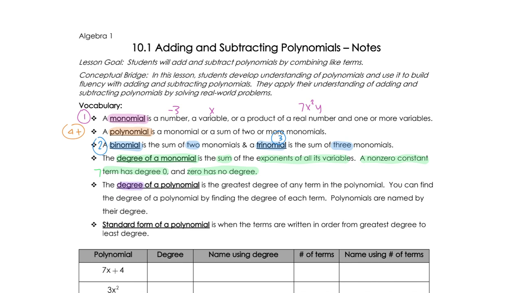Second to last thing we have here is the degree of a polynomial. We have the degree of a monomial, where you look at the exponents of its variables. Next, the degree of a polynomial is the greatest degree of any term in the polynomial. You can find it by finding the degree of each term, and then you pick the greatest one from all of those. Polynomials are named by their degree, and we will talk about all of those names once we get down to the table. The last thing we have here is the standard form of a polynomial, where the terms are written in order from greatest degree to least degree. We will talk about that at the bottom of this page.